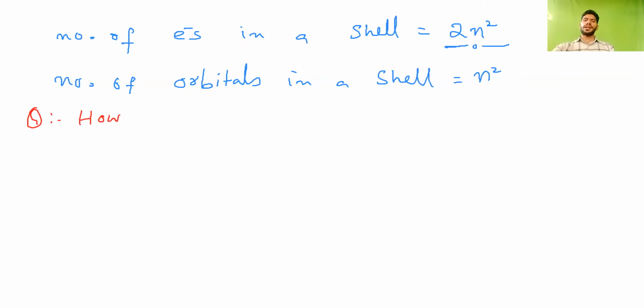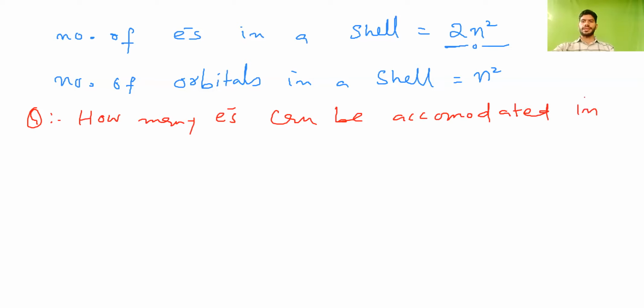So tell me how many electrons can be accommodated in a subshell? Can you tell me how many electrons can be accommodated in the s subshell? Just tell me the answer. How many electrons can be accommodated in the s subshell? Yes, exactly 2. And how many in the p subshell?